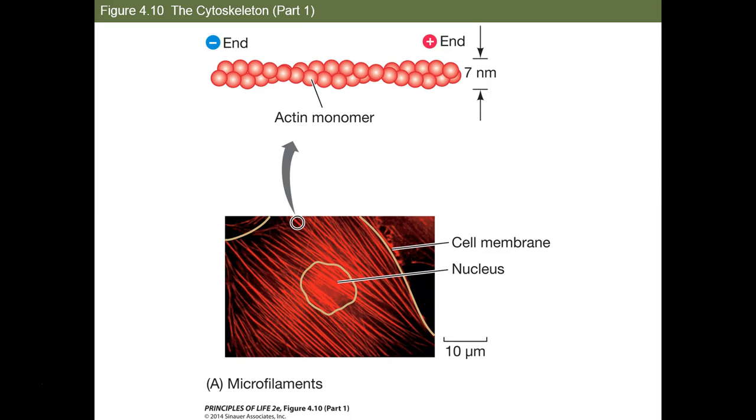The top picture is a diagram of a microfilament. You can see the little red balls, which are the actin monomers. This structure allows them to be easily broken down.